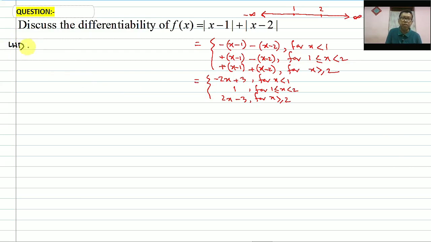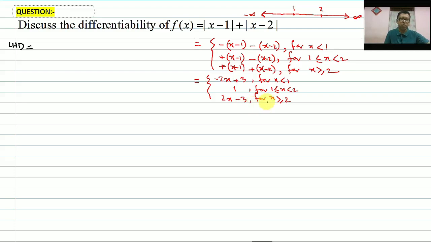We have discussed everything, and one thing I want to discuss here: when x is less than 1, in the first domain, we have f of x equal to minus 2x plus 3, which being a polynomial function is continuous and differentiable, obviously. When you take 1 less than or equal to x less than 2, we have f of x equal to 1, which is a constant function, differentiable in between 1 and 2, obviously. And for x greater than or equal to 2, you get the polynomial function 2x minus 3. This is also a continuous and differentiable function.